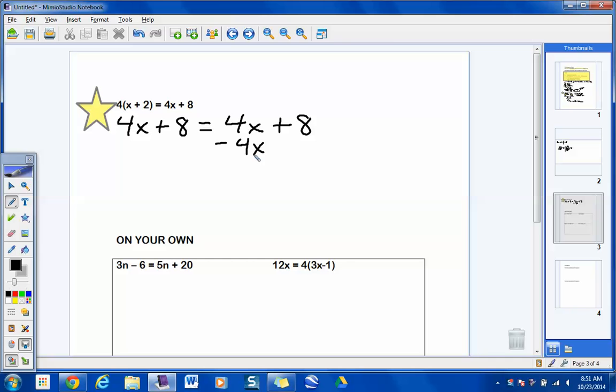Okay. Help me out, gang. On the left side and on the right side. What's going to happen to the 4x's again? They're gone. What value is left on the right? I'm sorry, the left. I got to get my left and right fixed.